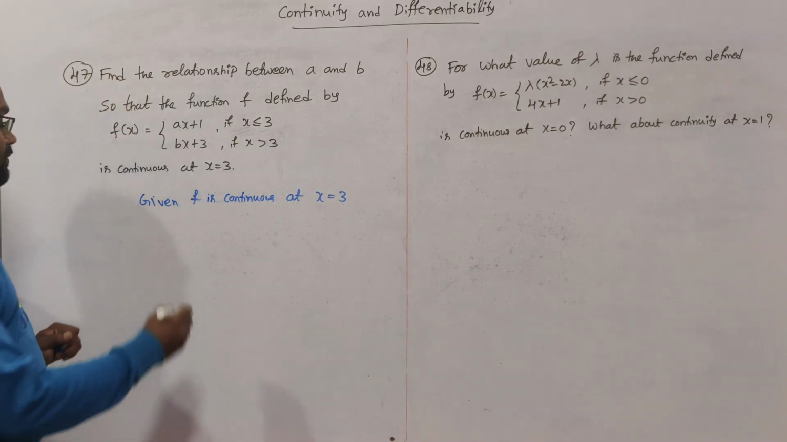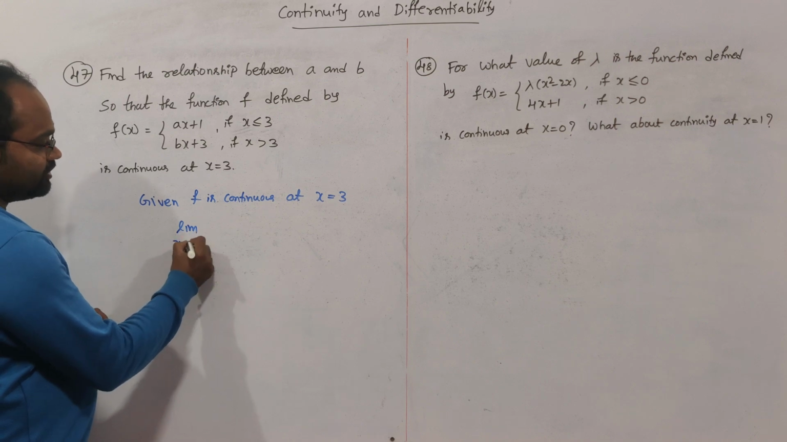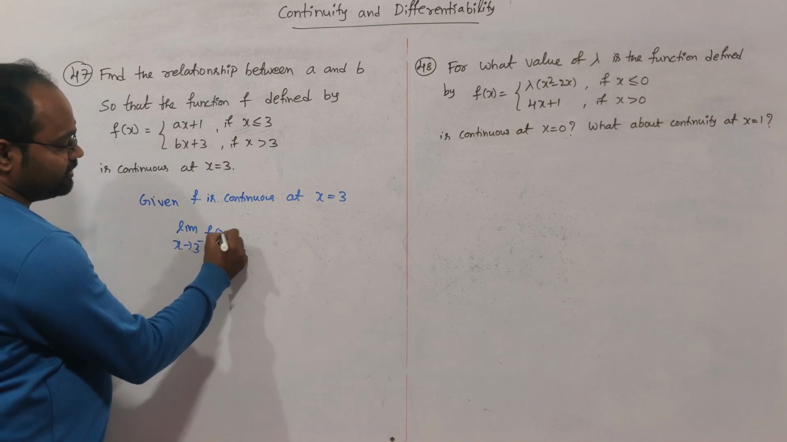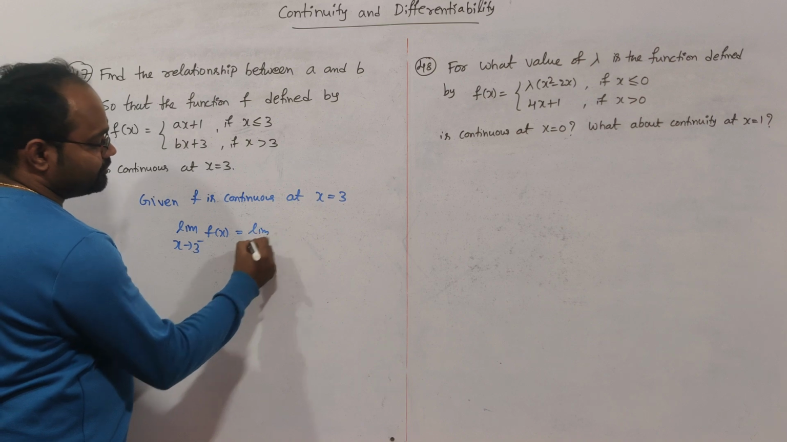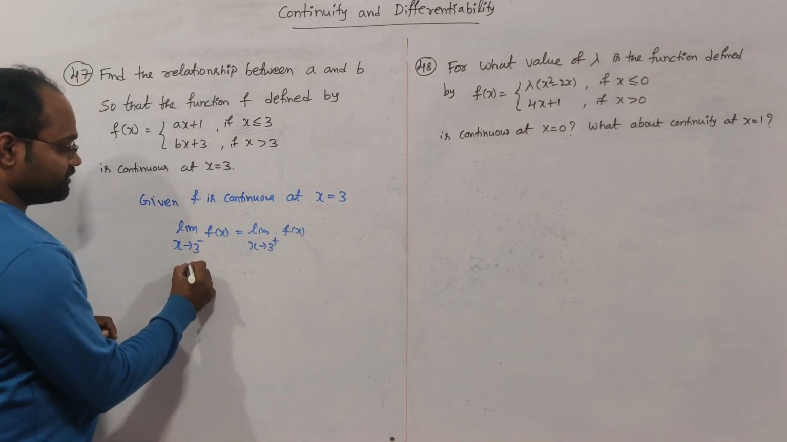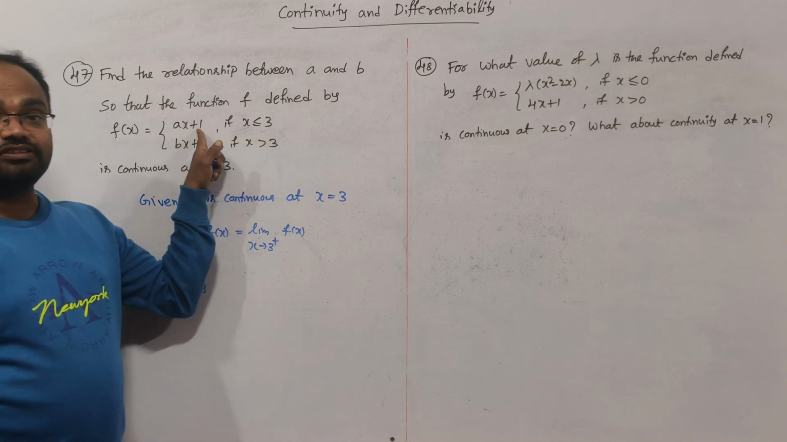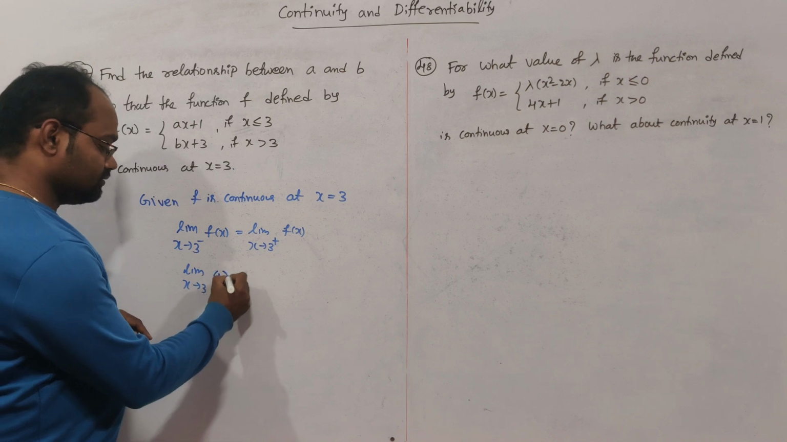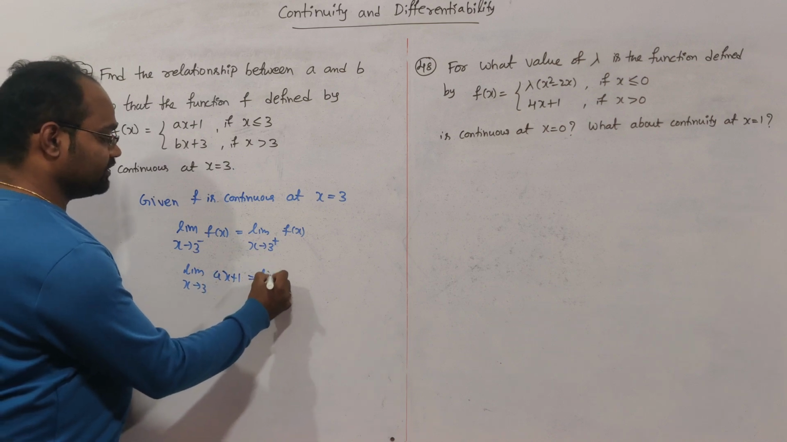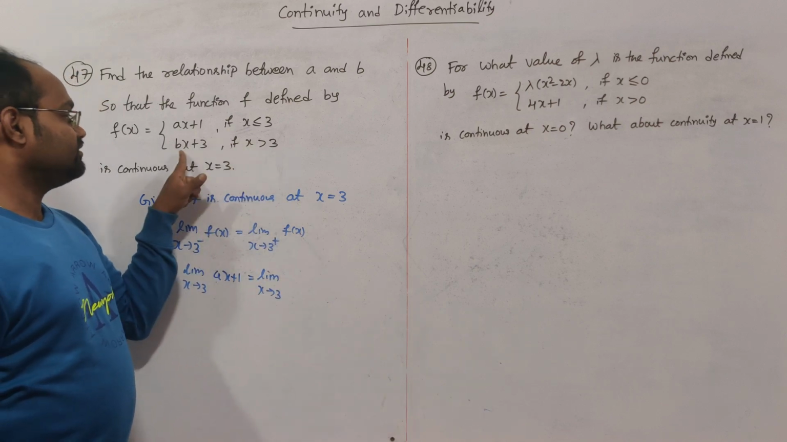ಕೊಟ್ಟಿದ್ದಾರೆ. So therefore what we can conclude, LHL limit as x tends to 3 minus f of x is equal to limit as x tends to 3 plus f of x. That is limit as x tends to 3 minus, slightly less than 3, ax plus 1, and limit as x tends to 3 plus, that is greater than 3, bx plus 3.